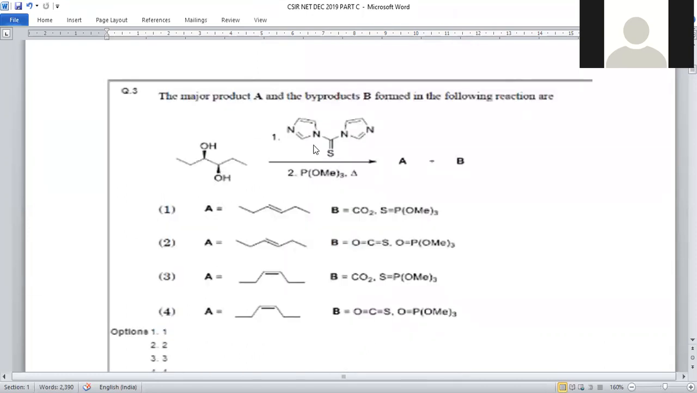Let us move on to question number 3, where we are taking a vicinal dihydroxy compound, which is treated with a carbonyl compound having imidazole moieties.